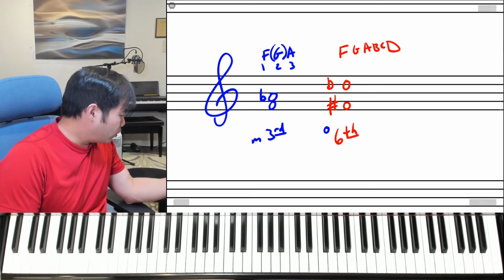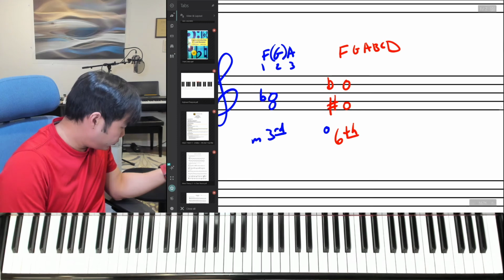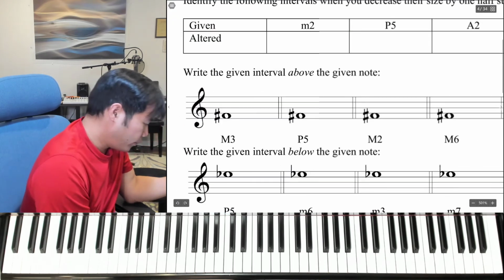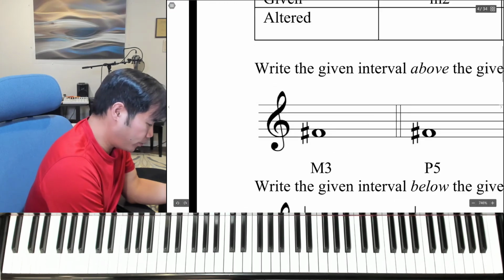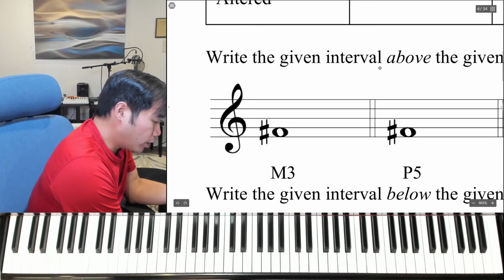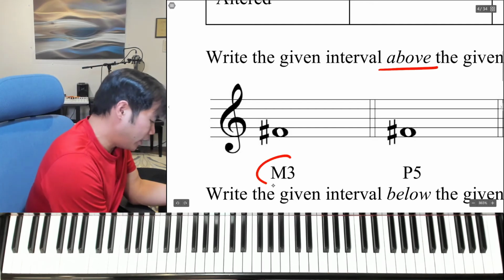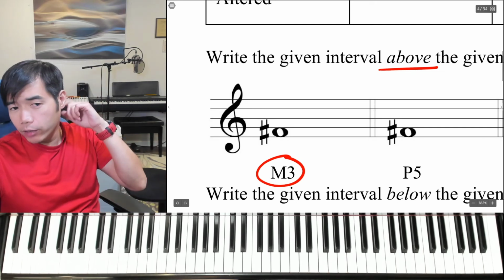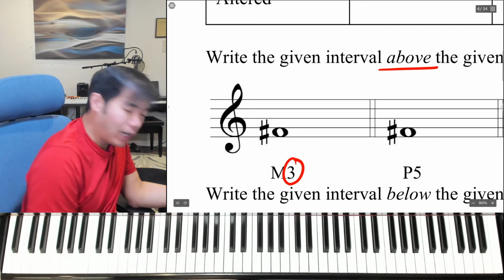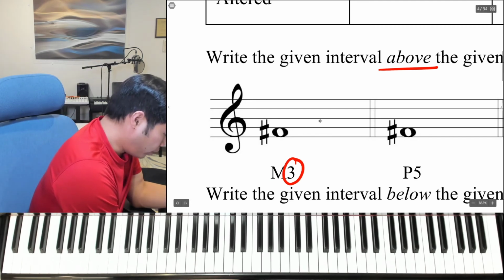So now let's take a look at an example that's in your sheets. Okay, let's take a look at this very first example. It says, write the given interval above the given note. You're given an F sharp, and you're asked to write a major third, a major third above this F sharp. For step number 1, just write the note that's a third higher. Here's F, I'm going to go up a third, which is A.